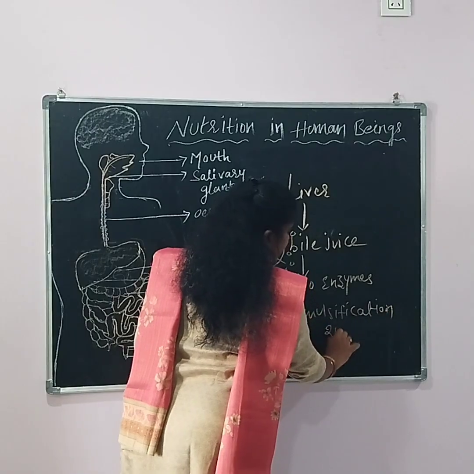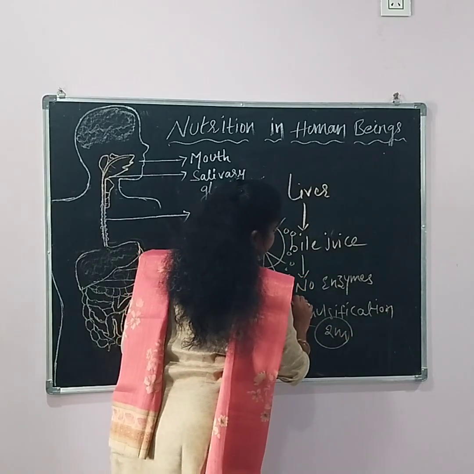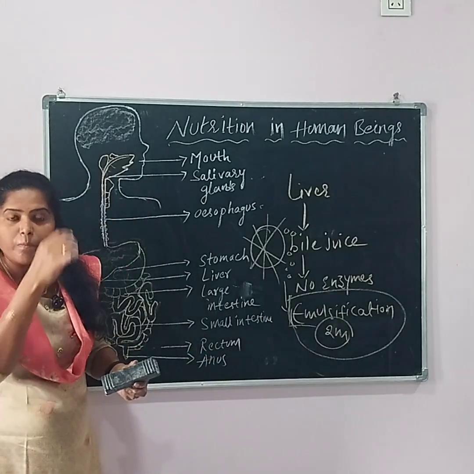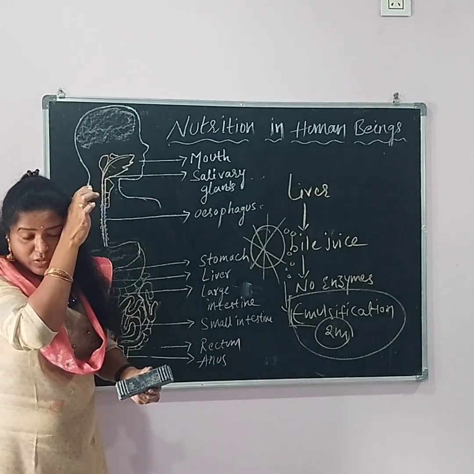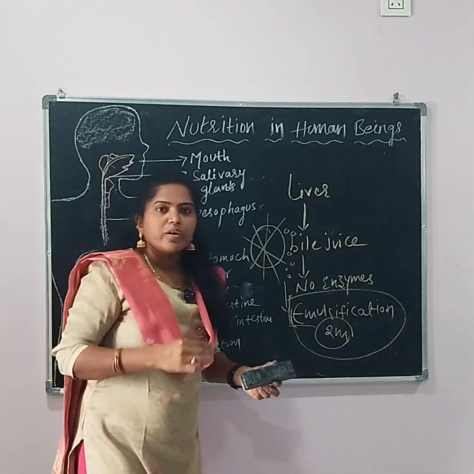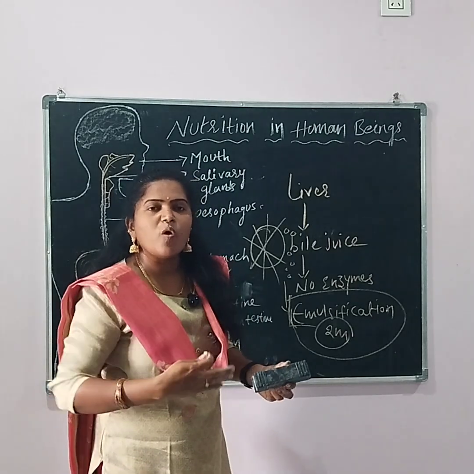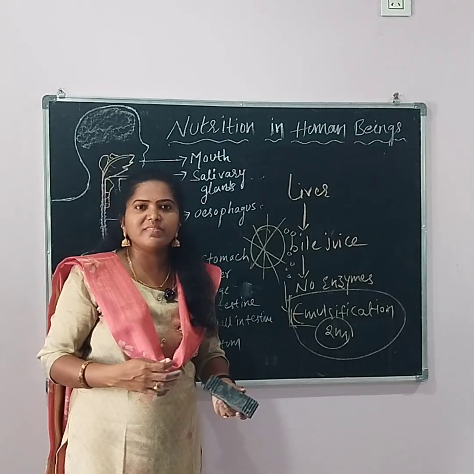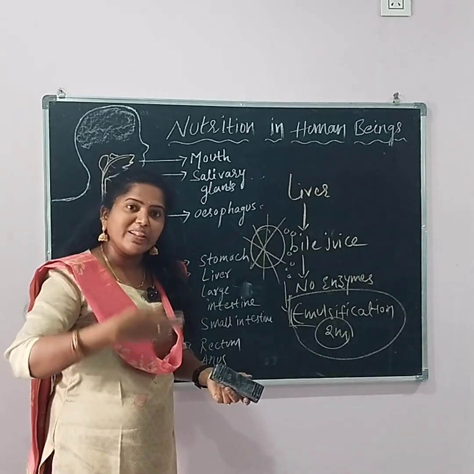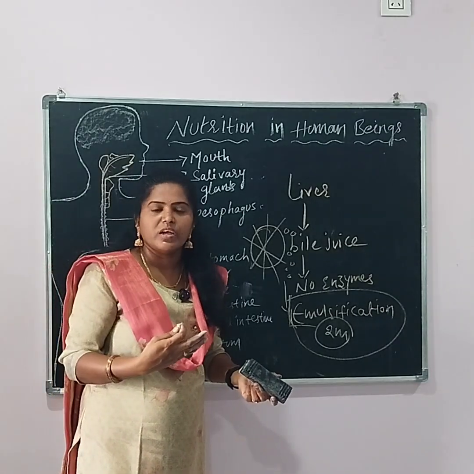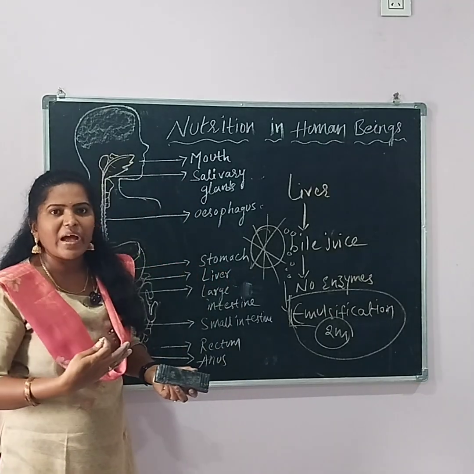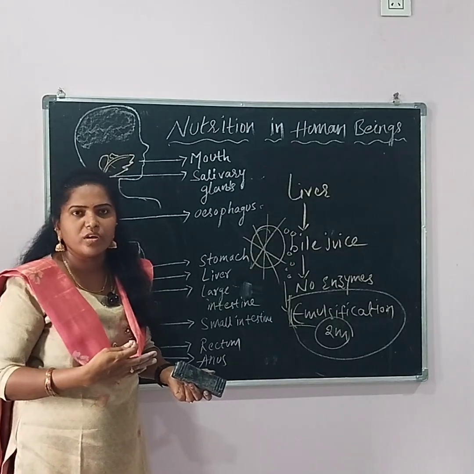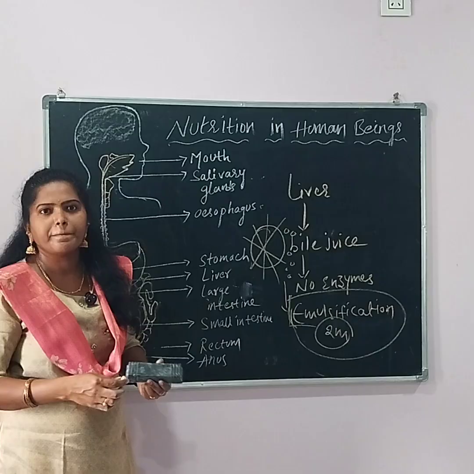Emulsification, 2 marks answer. What is emulsification? Emulsification means here the liver produces the bile juice. By using the bile juice, fats are converted into small fat globules. This process is called emulsification. And further digestion takes place by using the pancreatic juice also. The pancreas also produces pancreatic juice like trypsin and so on.